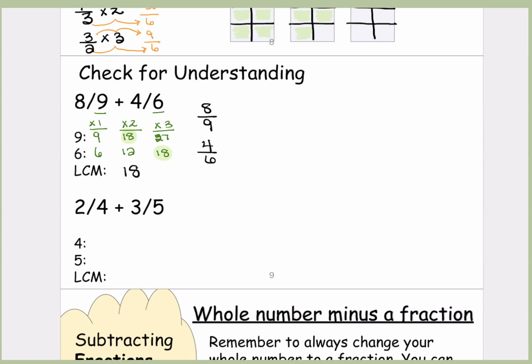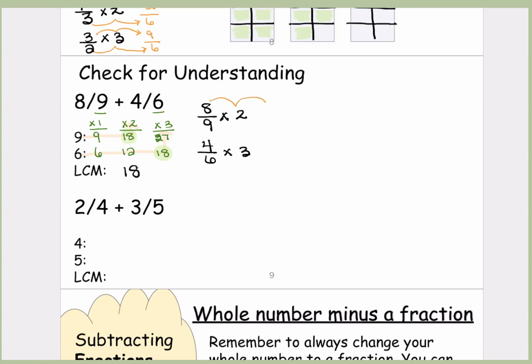Now remember, the way that we convert these is we write our fractions. And we show with arrows what we did to get there. So how do we change that 9 to an 18? We multiply by 2, times 2. How do we change that 6 to an 18? We multiply by 3, times 3.